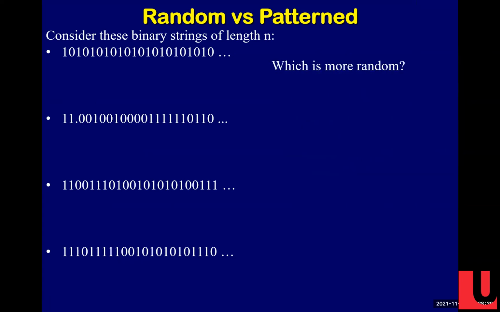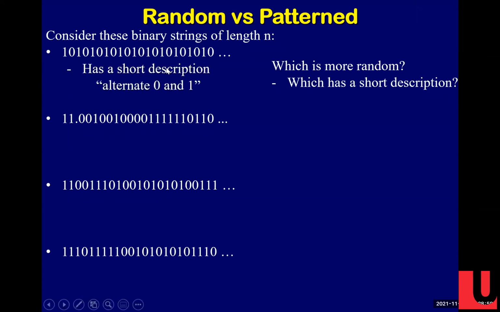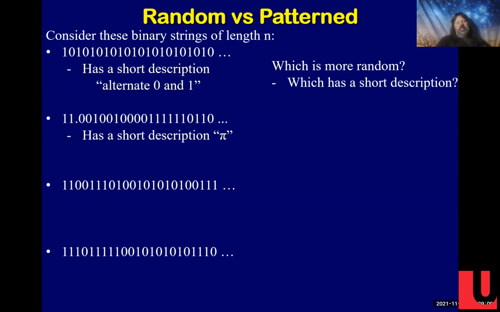All right, so let's ask another question. Again, which one's more random? And we can ask which one has a short description. So if you're going to just describe it to me in English, which one has a short description? So this first one, I just say, hey, it alternates between 0s and 1s. I guess I have to tell you how long it is. I guess I have to tell you that it starts with a 1. The second one has a very short description. It's called pi. Maybe I have to say pi in binary, but it's still a short description.